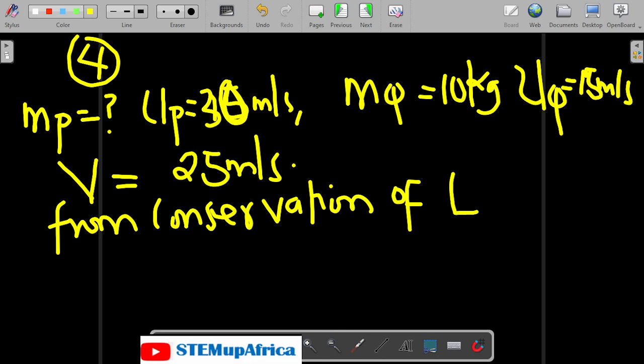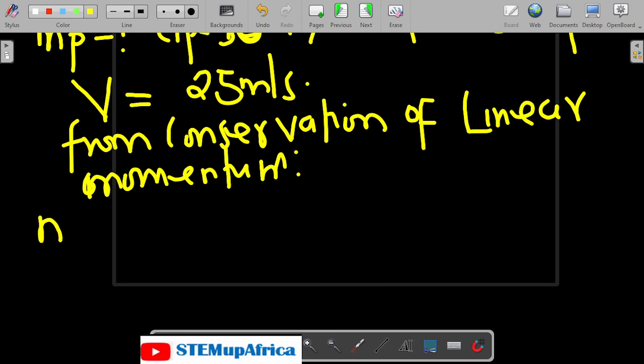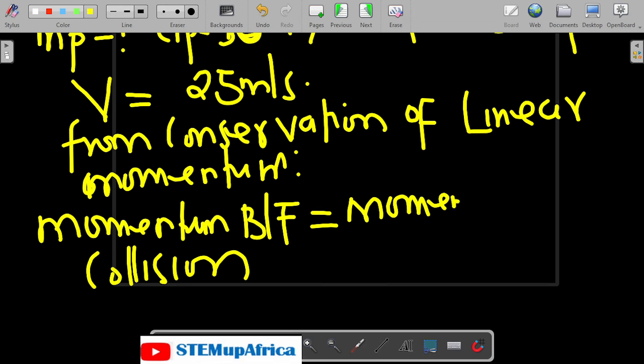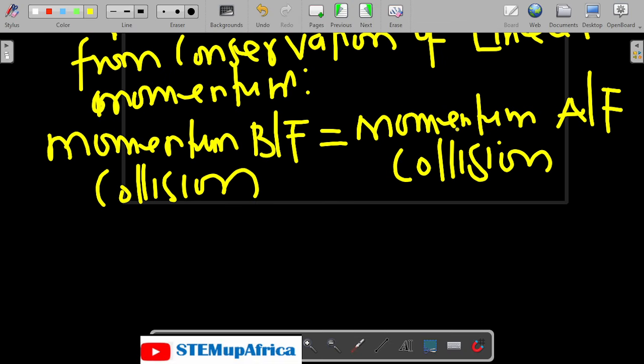you can just state it, from conservation of linear momentum, we know that momentum before collision equals momentum after collision. This is how you write it. You must state the expression which supports the law. So what's momentum? We know that momentum is mass times velocity. So before collision will be mass of P, initial velocity of P.